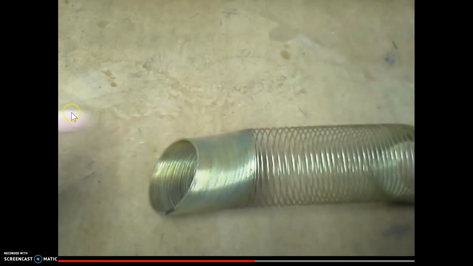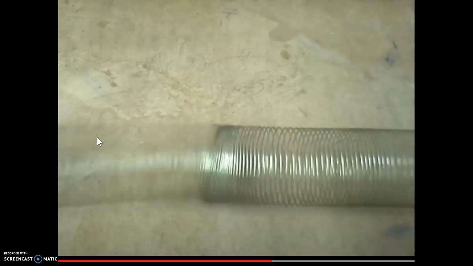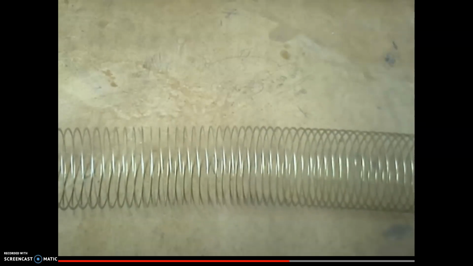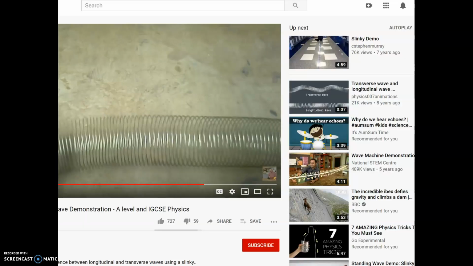Okay, so it's coming from this way. So the source is going to be his hand over here. Let's see what happens. Okay, so the energy is moving away from the source, from left to right.